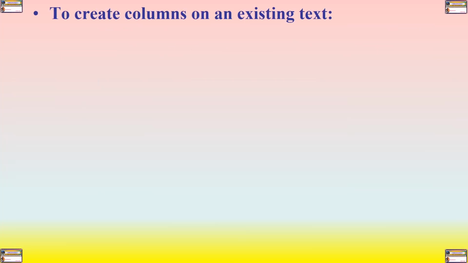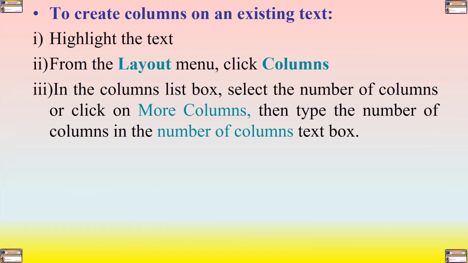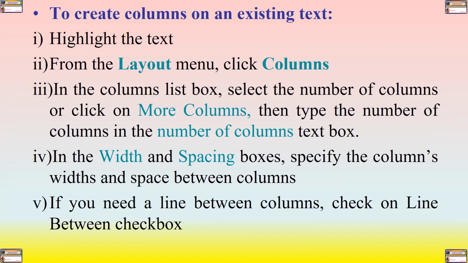To create columns on an existing text, you highlight or select the text. Then from the layout menu, you click columns. In the columns list box, you select the number of columns or click on more columns. Then type the number of columns in the number of columns text box. In the width and the spacing boxes, you specify the column widths and the space between the columns. If you need a line between the columns, you check line between columns. And then you click OK.